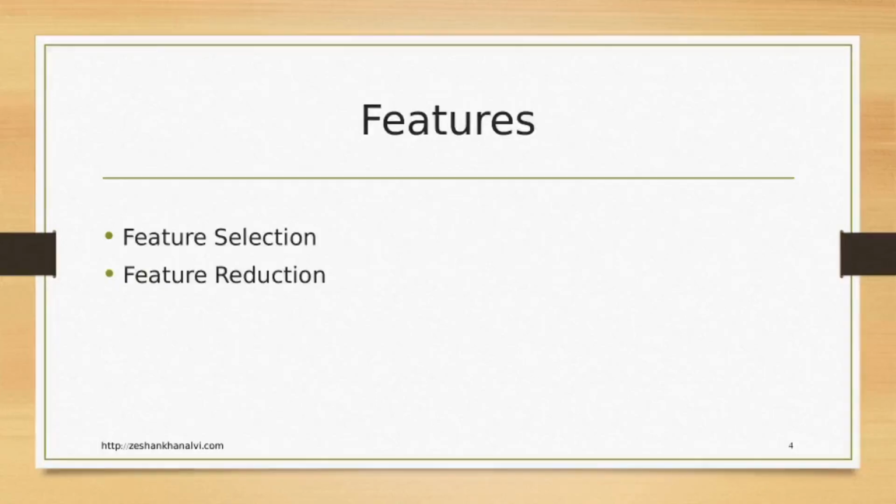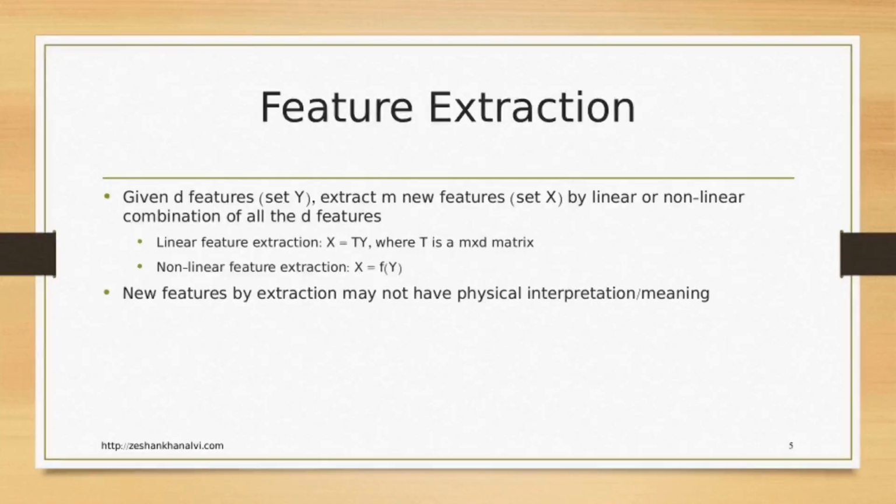For feature selection, we have different approaches. One can be feature selection, the other can be feature reduction, and above both of these, we have to extract the features. Feature extraction: given D features, let's say we call it Y, we compute m number of features, we call it X, by a combination of the previously available features. It can be a linear combination or a non-linear combination.